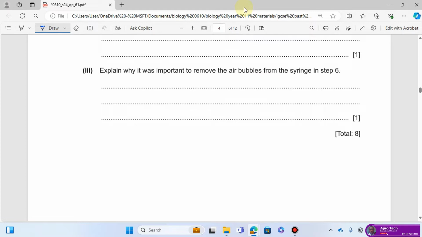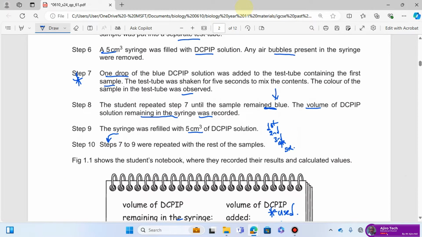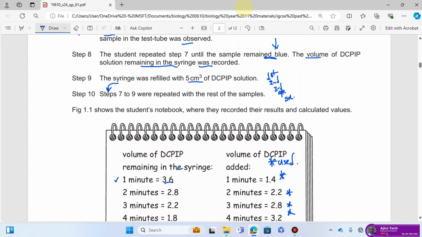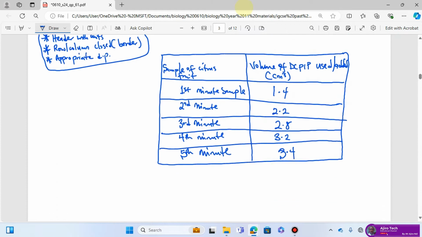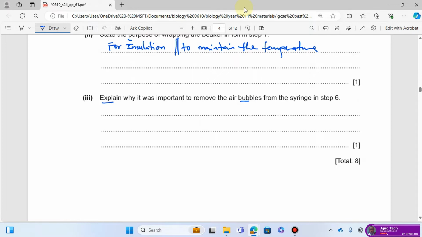Now explain why it is important to remove the air bubbles from the syringe in step 6. When the volume of DCPIP was measured with the syringe, we needed 5 cm cube. If bubbles stay in the syringe, of course, it's going to affect the original volume of the DCPIP, and that will cause an inaccuracy in our result. So we say we need to remove the air bubbles to obtain accurate volume measurement of DCPIP.